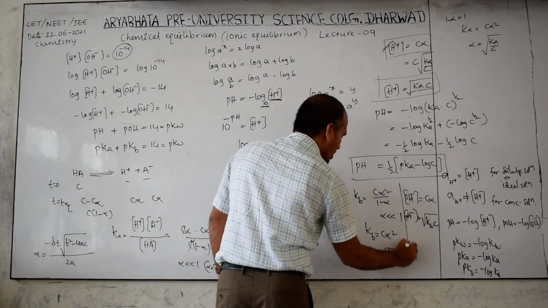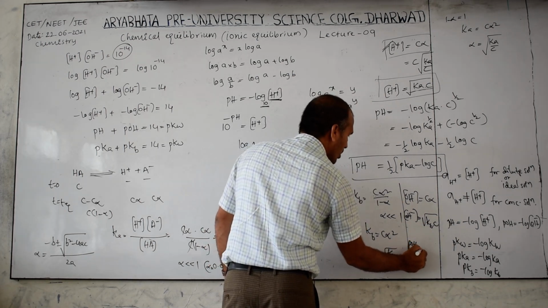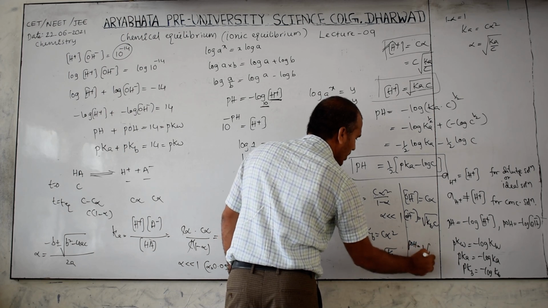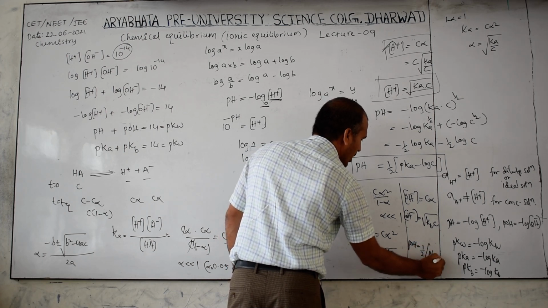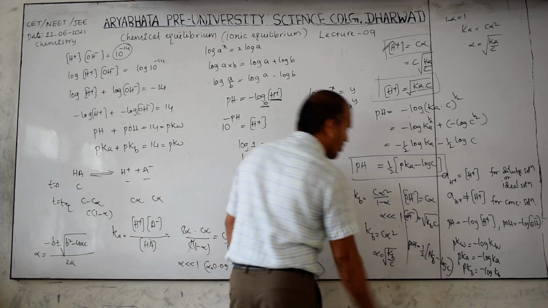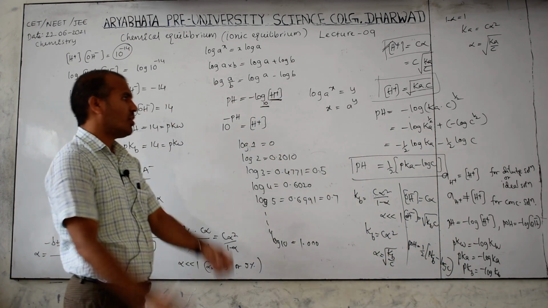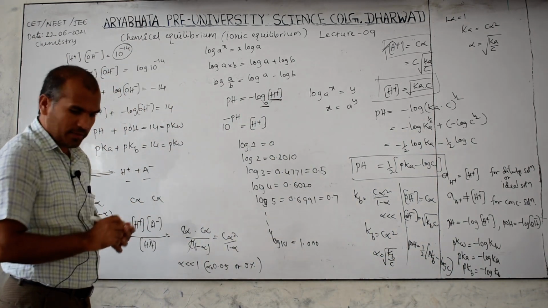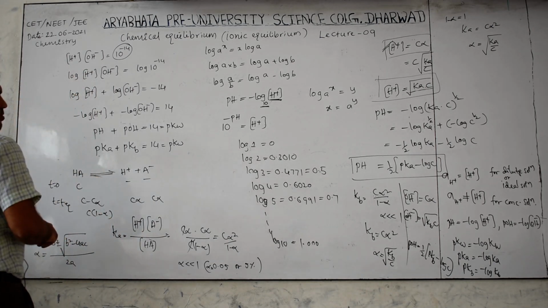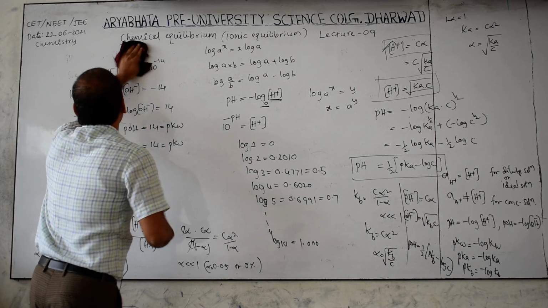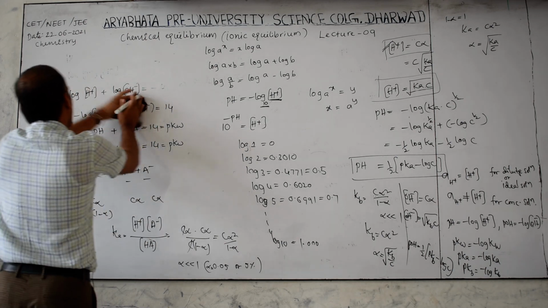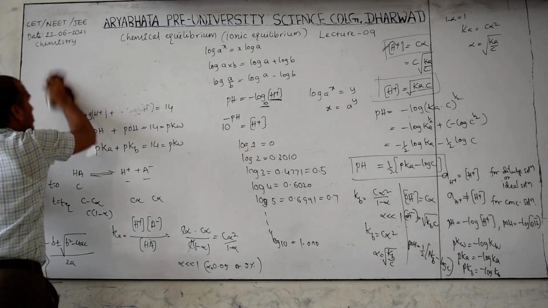The next formula is POH is equal to half of PKB minus log C. These formulas, note them down, very important. These are the weak acid, weak base formulas.